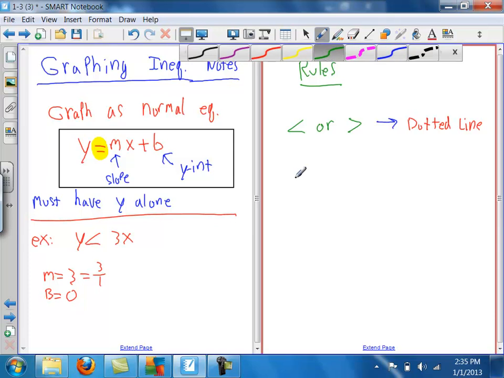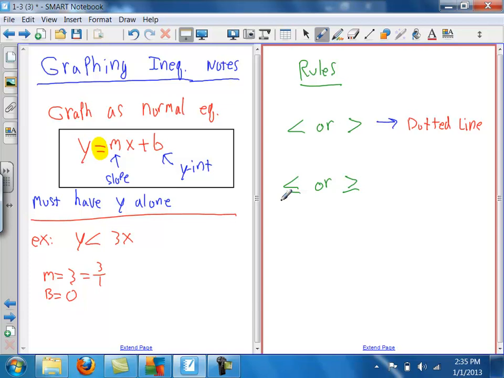If it is like this or like this, that means right here there's a line underneath it. So line underneath it means it's a solid line. So those are your first two rules. You're going to want to do that first.